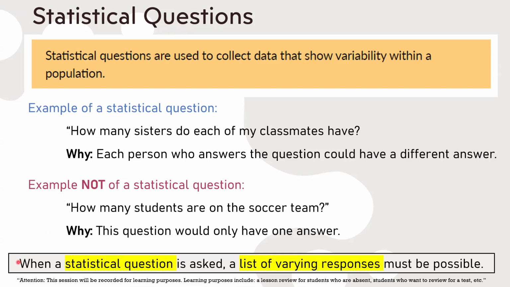Those are the things we're going to be looking for when we read these questions. Is it something that I can collect data on? Is it something where we can list varying responses? Or is it a pretty specific question, like a yes or no answer, where there is an exact answer? All right, let's switch on over to IXL so we can practice this.